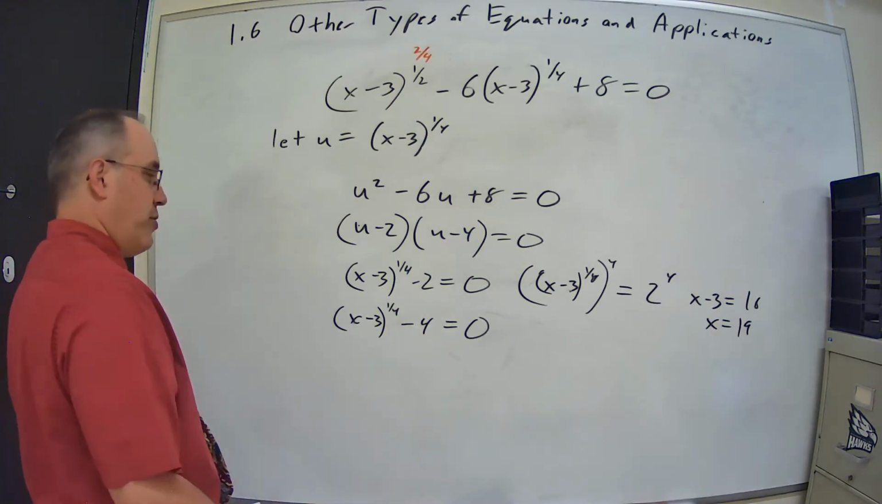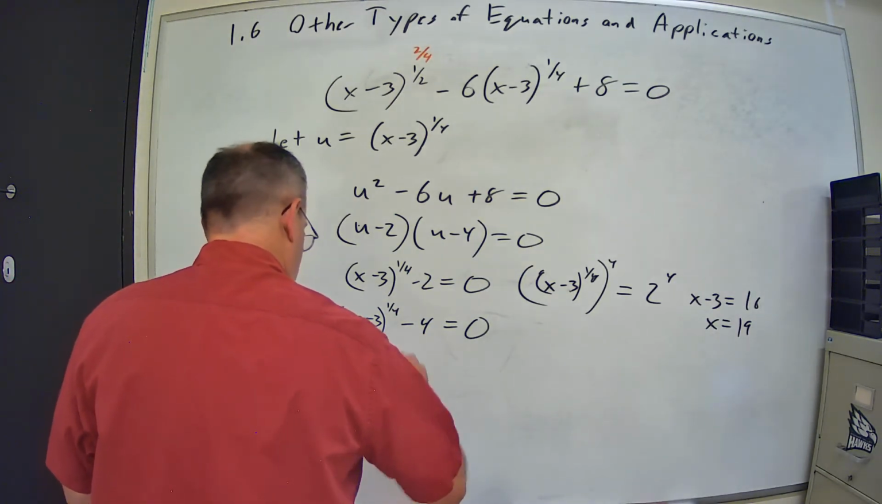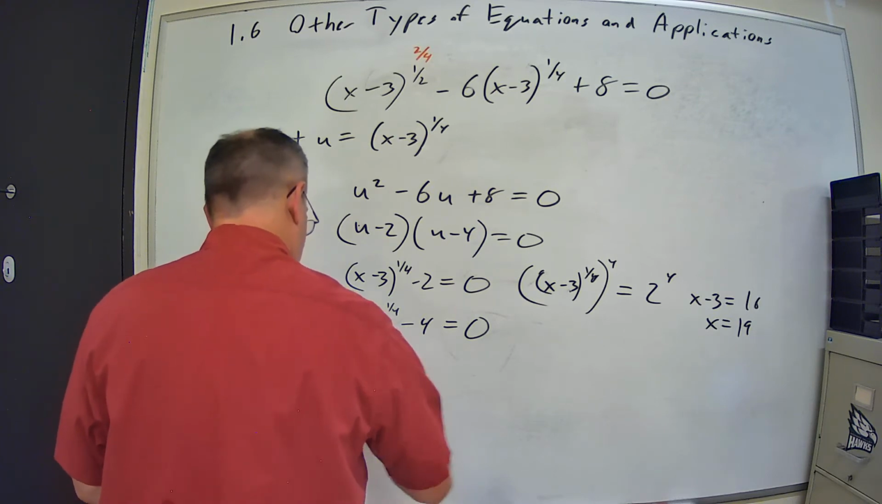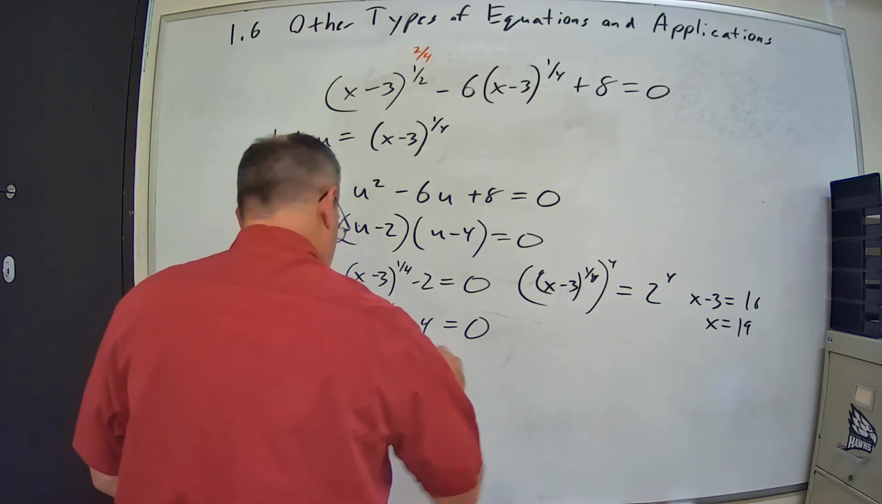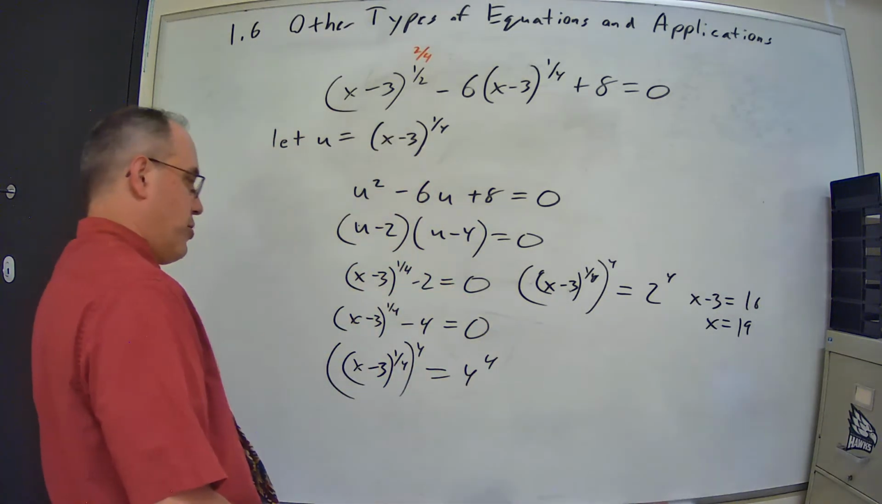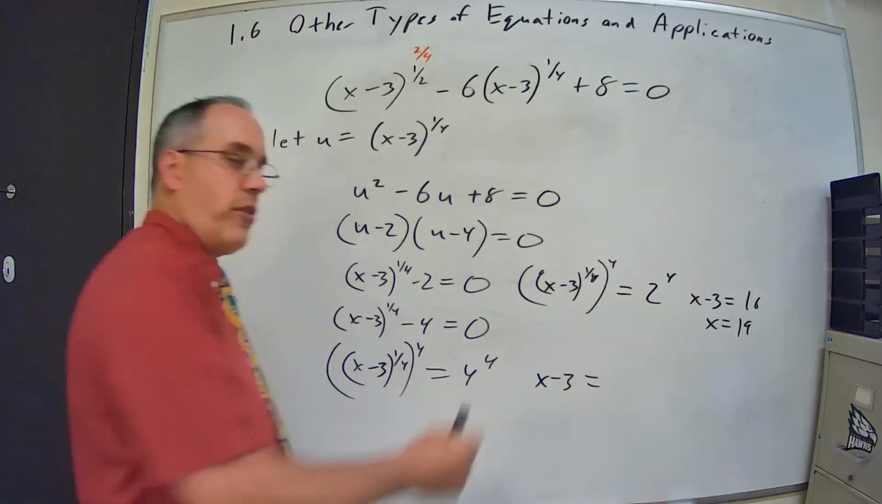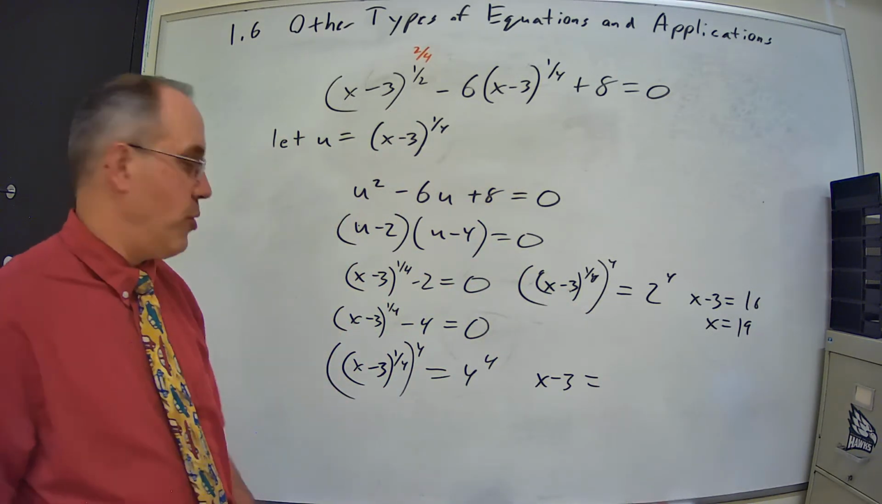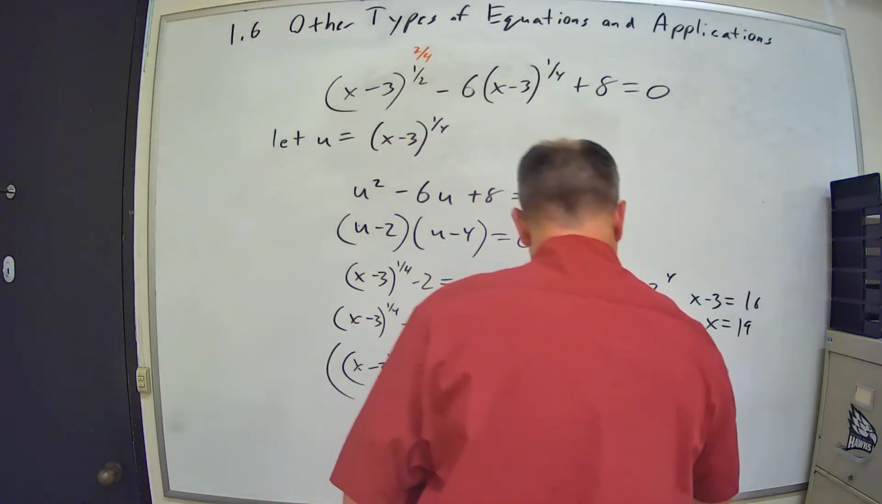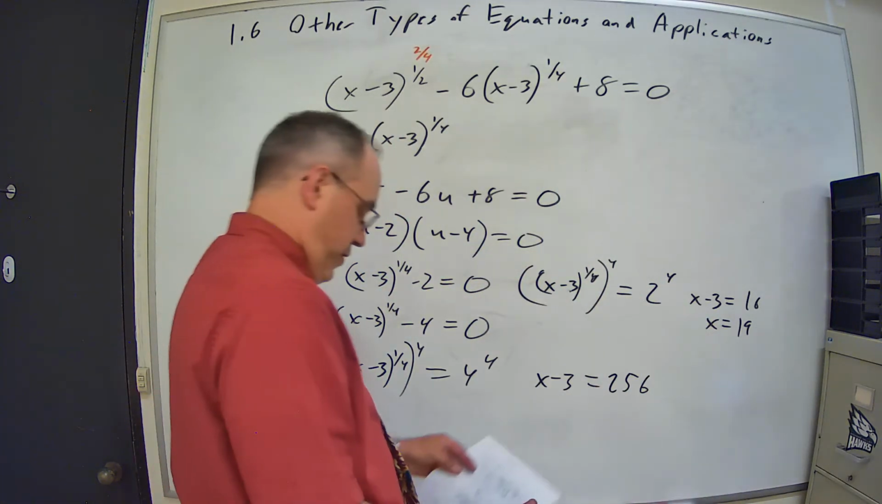Well, with this one we can do the same thing. (x - 3)^(1/4) raised to the 4 is equal to 4^4. So we get x - 3 is equal to 4^4, that's 16 times 16, 256. So x is equal to 259.